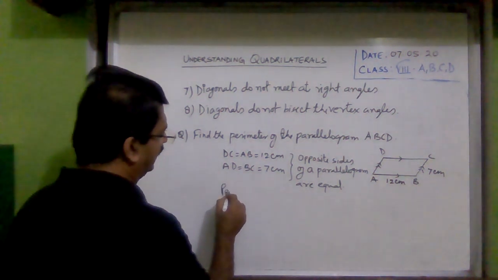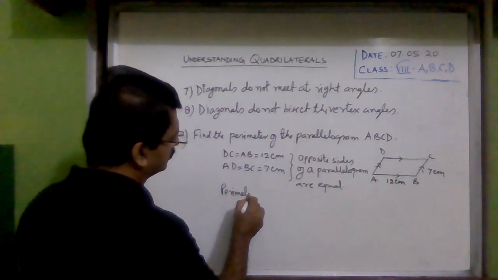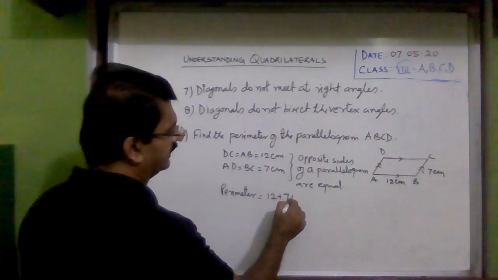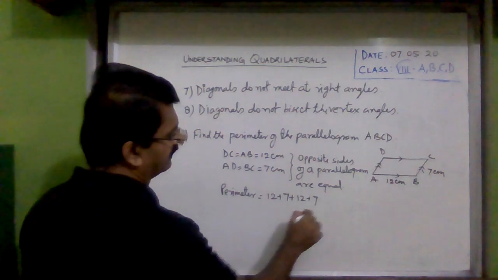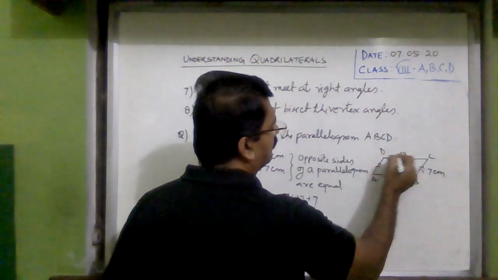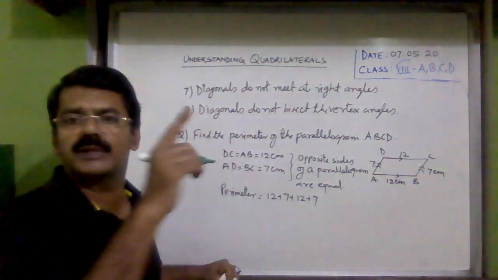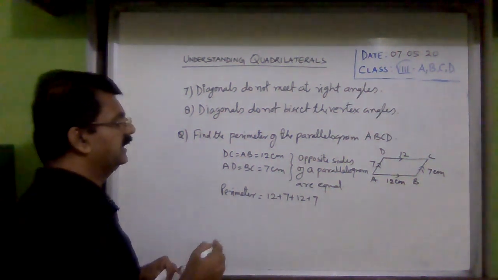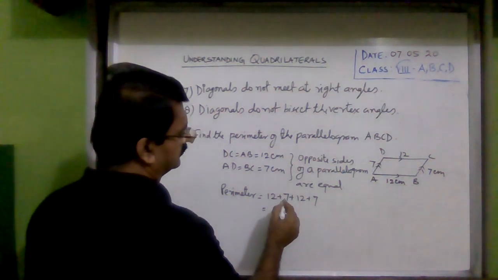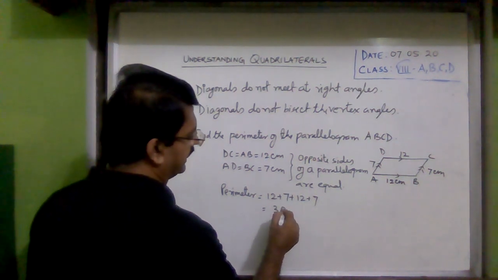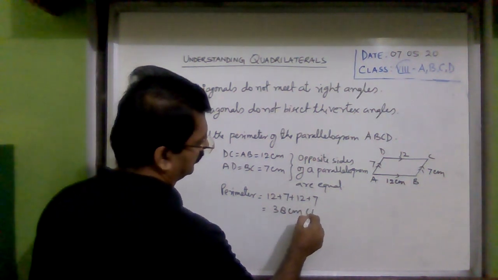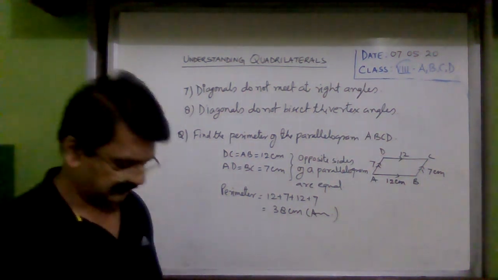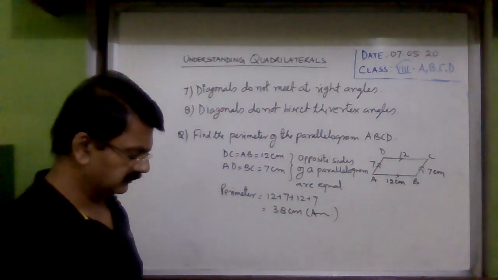Now we have to find the perimeter, that is equal to 12 plus 7 plus 12 plus 7, because you know that perimeter of any figure means the length of the boundary, the sum of the lengths of all sides. So 38 centimeter will be the perimeter. That is the perimeter. Clear? Now the next question.